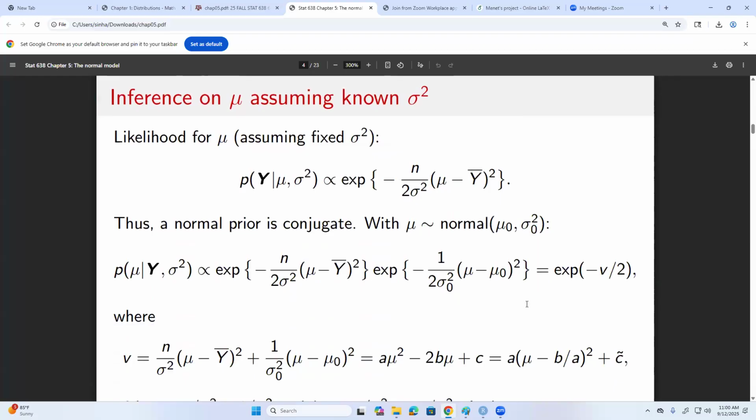Okay, so first I assume sigma squared is known, mu is unknown, and we want inference on mu. If I want to make inference on mu, then I need to look at the part of the likelihood that involves mu. And the part of the likelihood that involves mu is this guy.